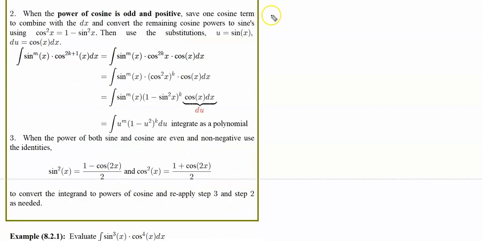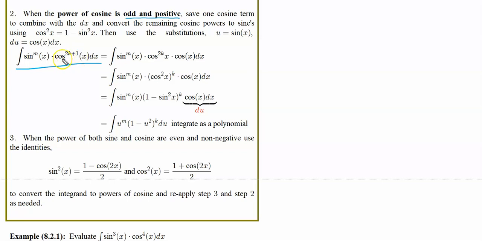Now here we have case 2. This is going to be the case when the power of cosine is odd and positive. Now that's going to be very similar to the case that we just considered for when the sine had an odd and positive power. It's basically going to be the same, except the sine gets replaced for the cosine. Alright, so you see what we have here is if the power of the cosine is odd, then we can write it as 2k plus 1.